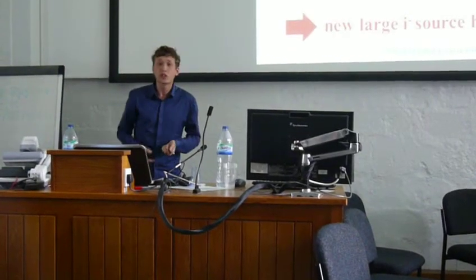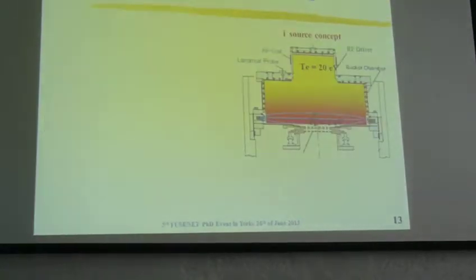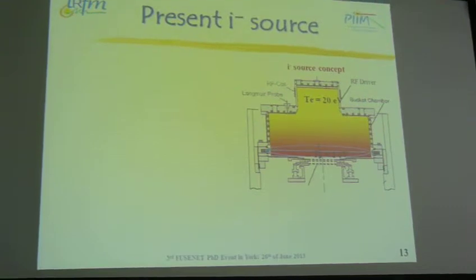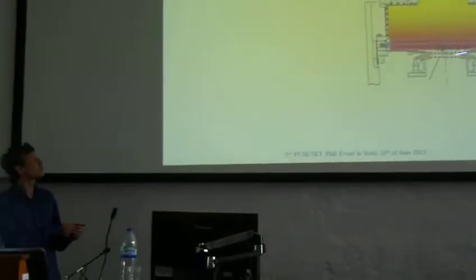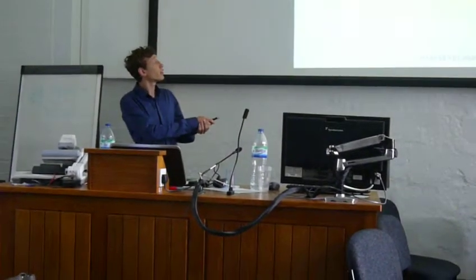So what does it mean? We need to develop a new large negative ion source. That concept is already developed at IPP Garching. Here you ignite the RF plasma. Here you have the filter field to get rid of the low energetic particles. You get the negative ion formation here on the grid, and extraction.